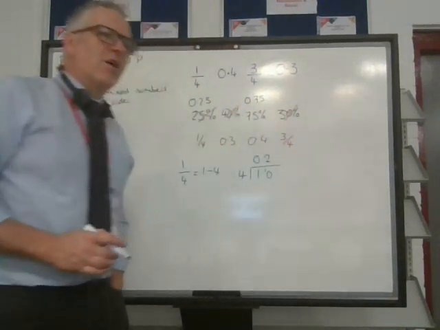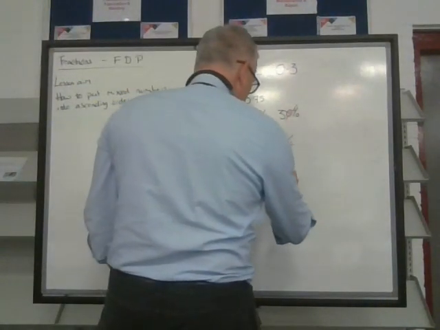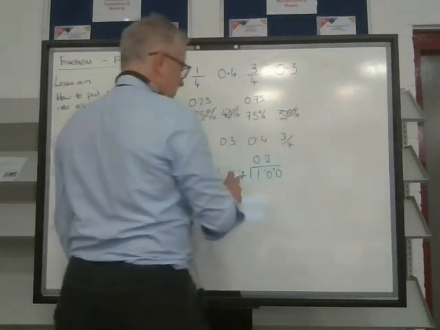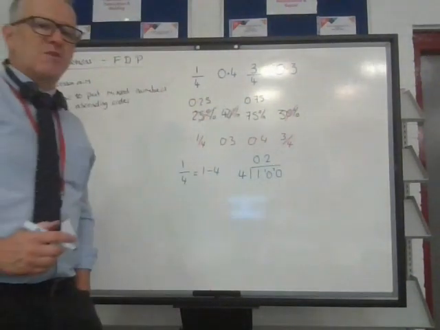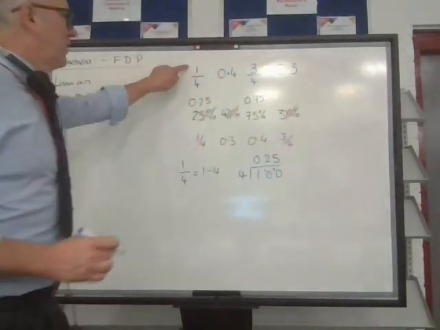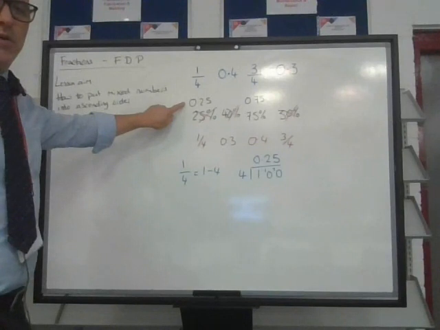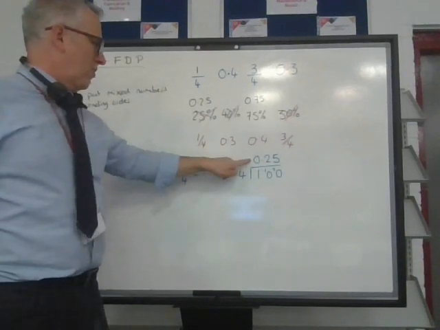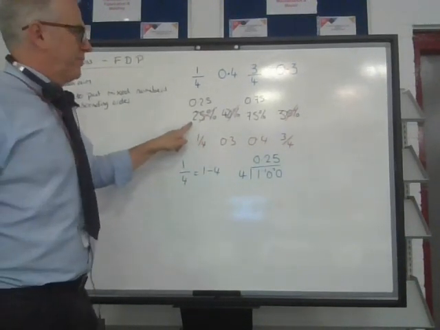2 times 4 is 8. Remainder 2. The sum we're doing now is how many times does 4 go into 20? Well, 4 times 5 is 20. 4 into 20 goes 5 times. So we've just proved a quarter is 0.25. Times that by 100 gives you 25%.